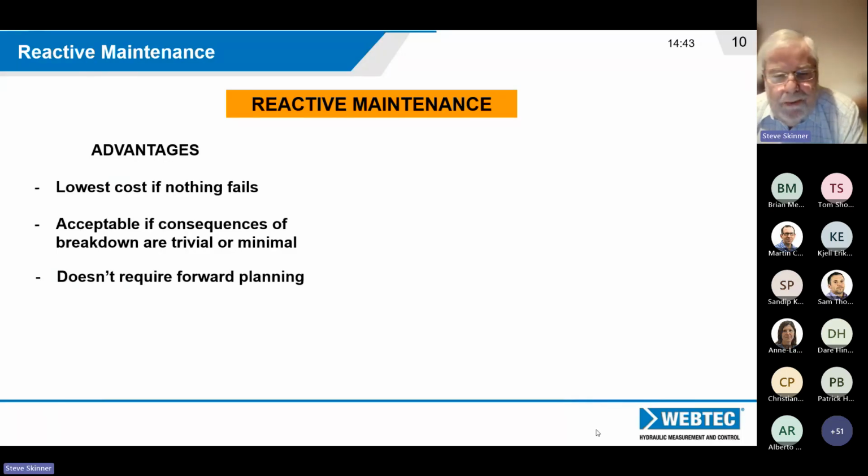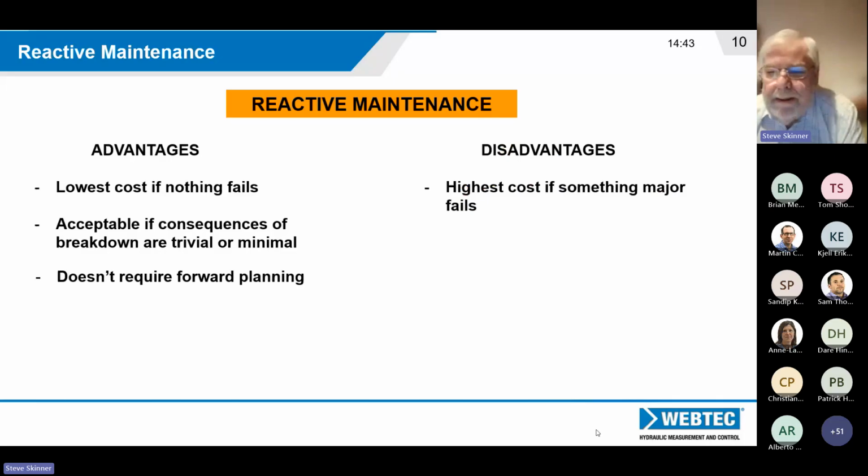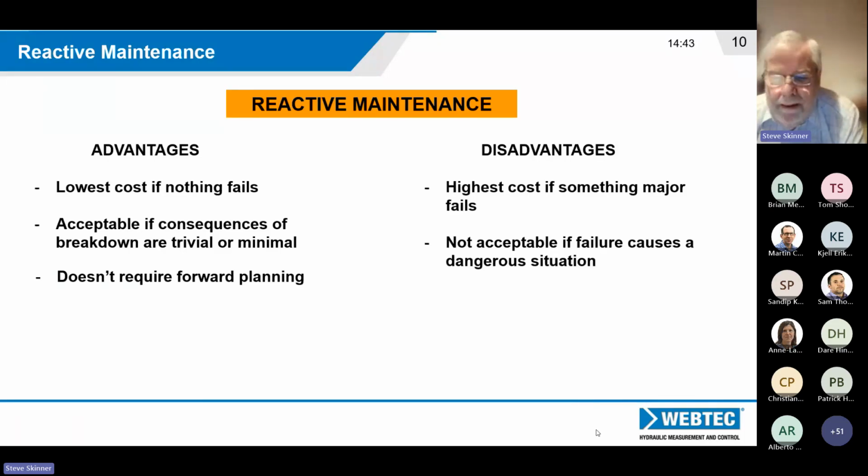Reactive maintenance doesn't require any forward planning. There's no activity involved in advance. But looking at the disadvantages side, it can very often be the highest cost solution if something major fails. As we've seen with our cake machine, just a simple little failure cost us £75,000. So it can be the highest cost if something goes wrong dramatically.